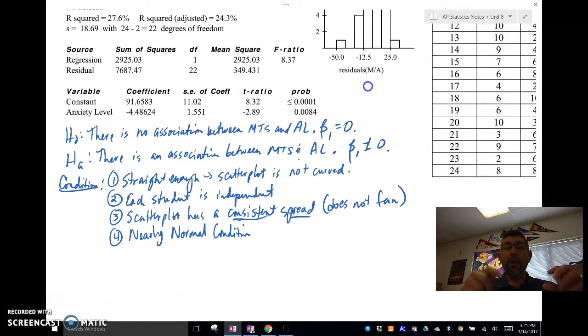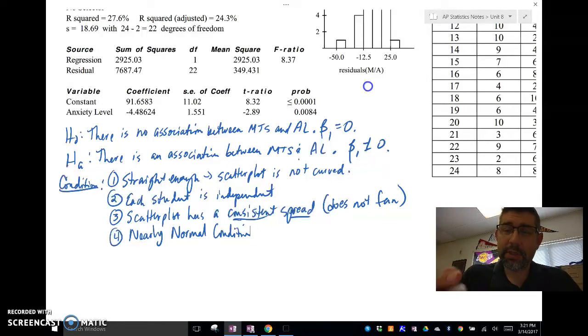My null hypothesis is that there is no association between math test score and anxiety level. The way that I write that is using a Greek letter beta: beta 1 is equal to 0. Beta 1 stands for the population parameter slope, because if there's no slope, there wouldn't be an association. If there is a slope, then there is some sort of association. So our alternative hypothesis is that beta 1 is not equal to 0.